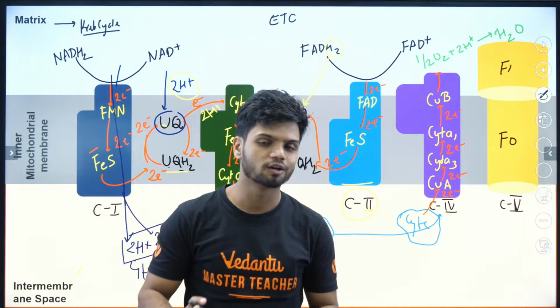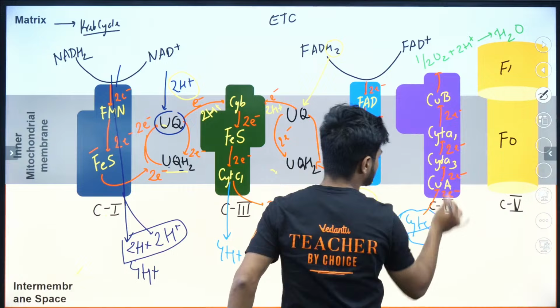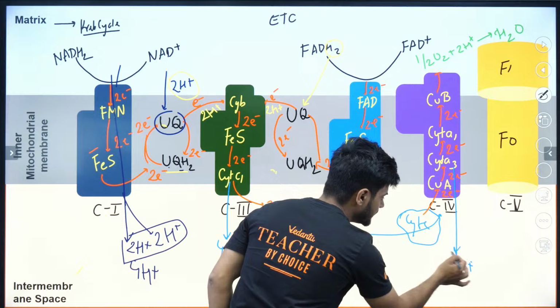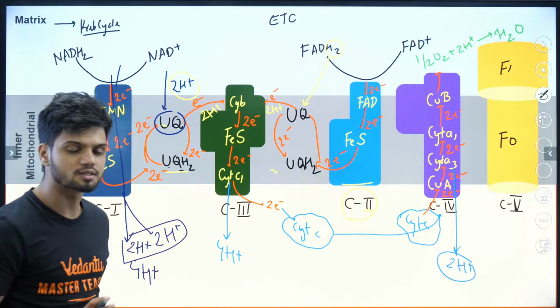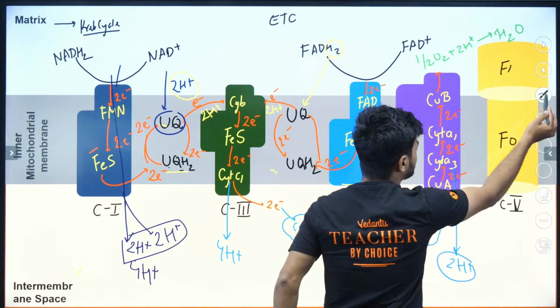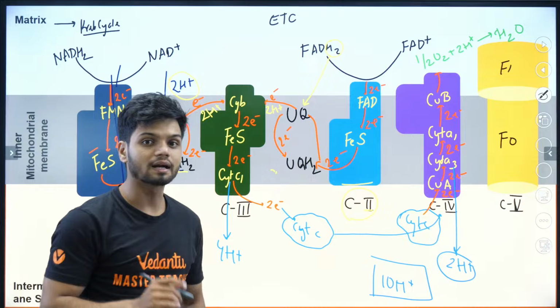When this happens, when this energy is sent here, from your matrix region, 2H+ is sent to your intermembrane space. Into your intermembrane space, 2H+ is again sent. So in total, how many protons? We have 4 plus 4 is 8, plus 2 is 10. In total, there are 10H+ in your intermembrane space.